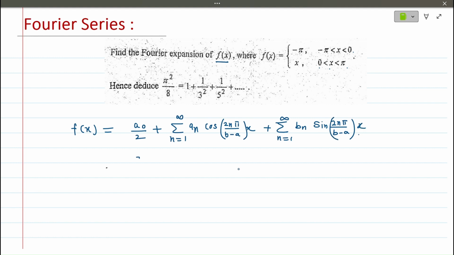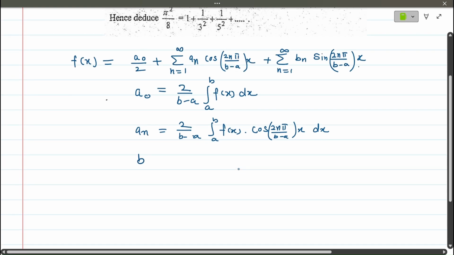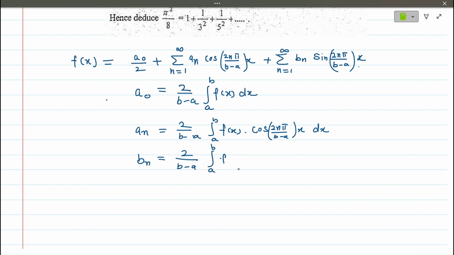And these Fourier series coefficients are given by: a naught is equal to 2 divided by (b minus a) integration from a to b f(x) dx. a_n is given by 2 divided by (b minus a) integration from a to b f(x) multiplied with cosine of 2n pi divided by (b minus a) x dx, and b_n is equal to 2 divided by (b minus a) integration from a to b f(x) sine of 2n pi divided by (b minus a) x dx.